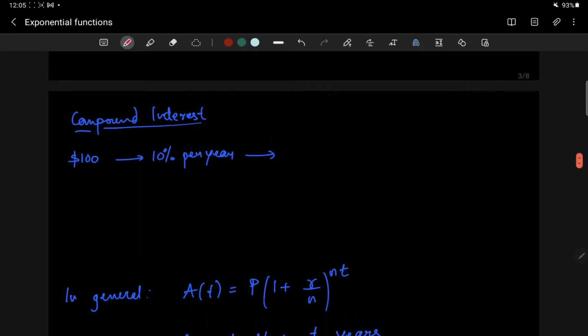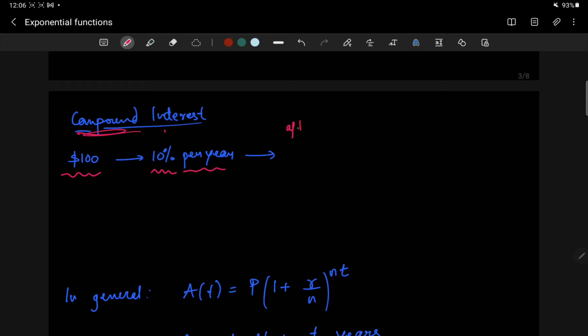Hi everyone. For exponential functions or the process of exponentiation, one of the most popular examples is the use of compound interest. So what is compound interest? Just by the word, it means it's interest that compounds on itself. So for example, if you deposit $100 and you are paid 10% per year interest, right?